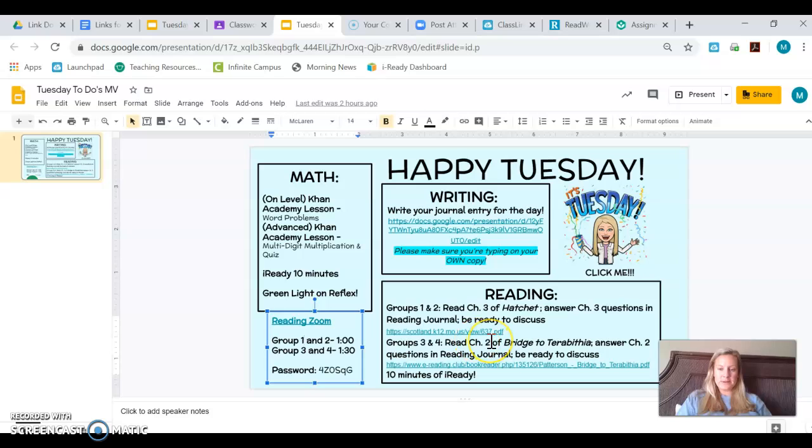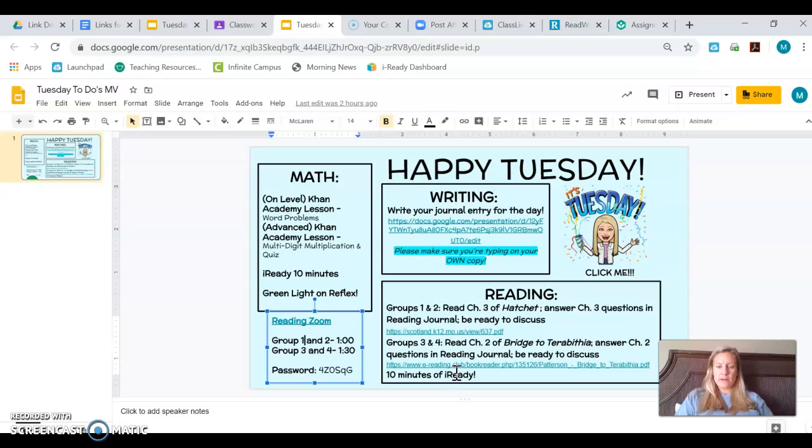Groups 3 and 4, you must get on today as well and have already read Chapter 2 of Bridge to Terabithia. Answer Chapter 2 questions in Reading Journal and be ready to discuss. The links right here are for both groups' books. Hatchet, yours is under yours. Bridge to Terabithia, yours is right here. Everyone should be getting 10 minutes of iReady.